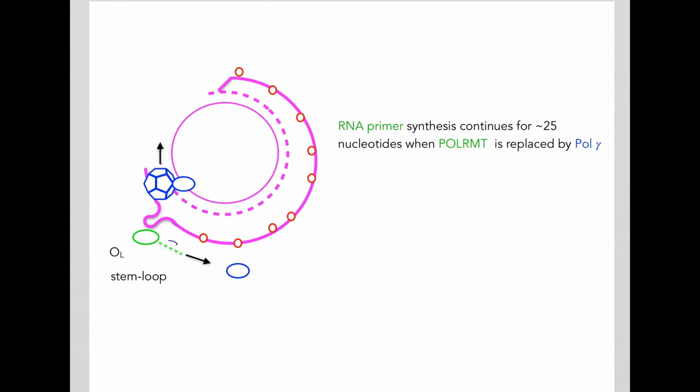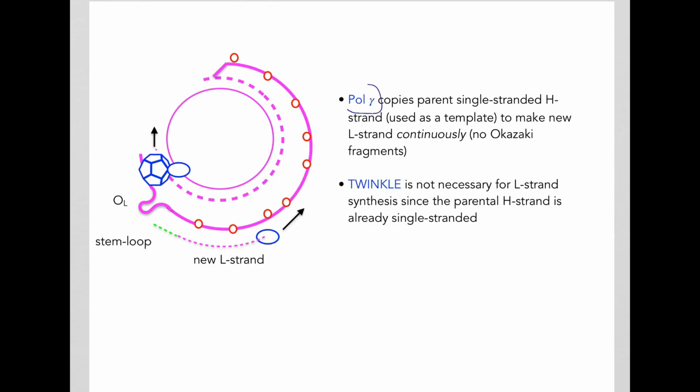So the RNA primer is made for about 25 nucleotides, and then polymerase gamma will come and replace this POLRMT and will start extending the primer. So the polymerase gamma will now use the H strand as template and it will copy the H strand into a new L strand. And this is done continuously, okay? No Okazaki fragments are made in this case.